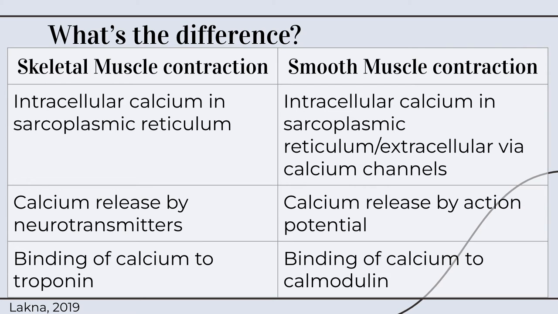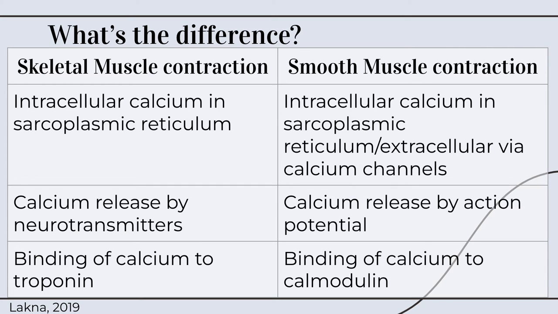Additionally, during the contraction of skeletal muscle, the release of calcium is triggered by action potentials produced by neurotransmitters, whereas during the contraction of smooth muscle, the release of calcium is triggered by spontaneous action potentials and action potentials produced by the binding of neurotransmitters to receptors on the cell membrane.